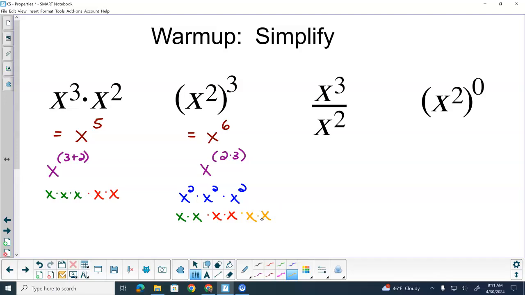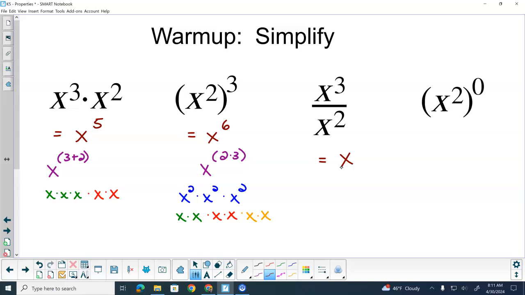Okay. Kyle, what did you get for the third one? So just x? Or do you mean x to the 1st power? X to the 1st power, okay? Which would just be x, right? Yep, exactly. That's just going to be x.